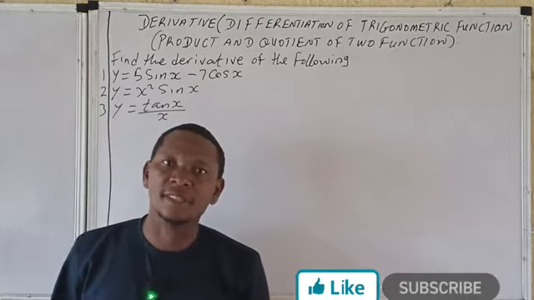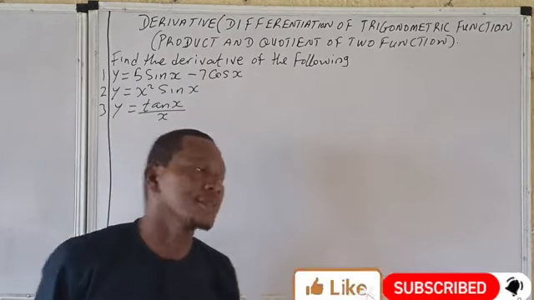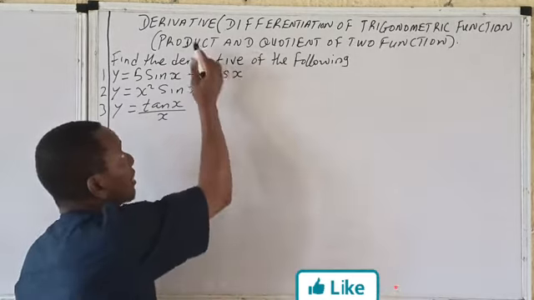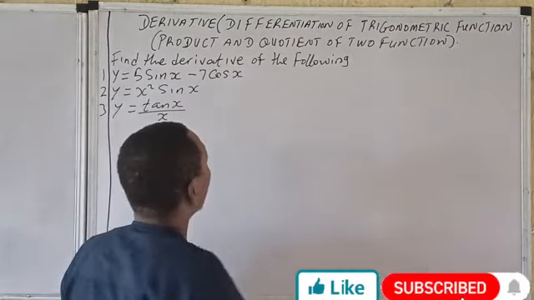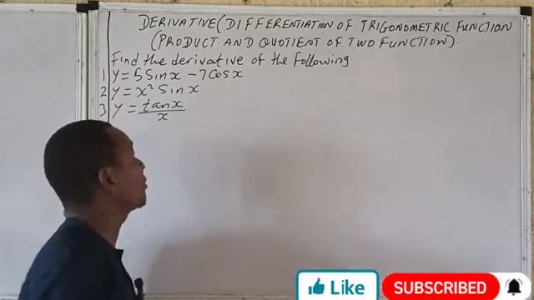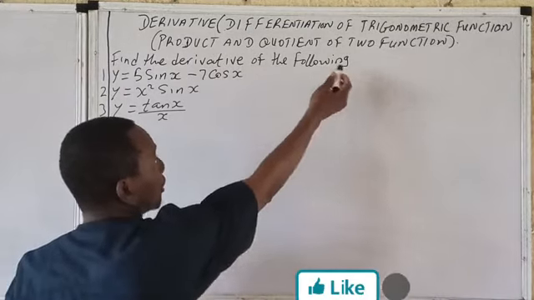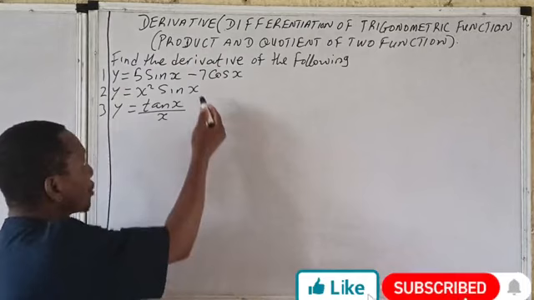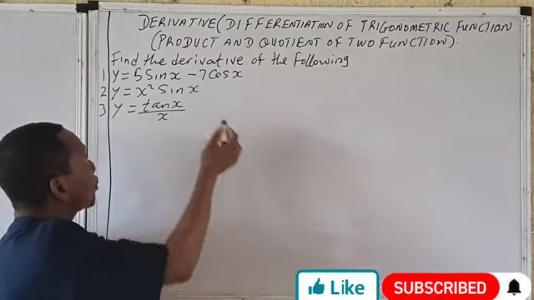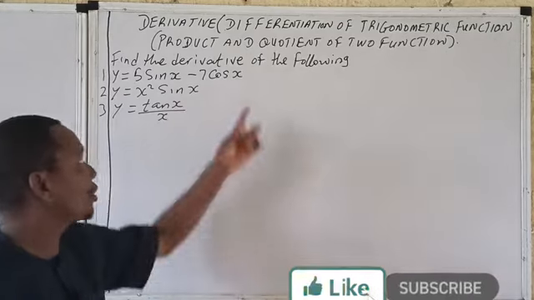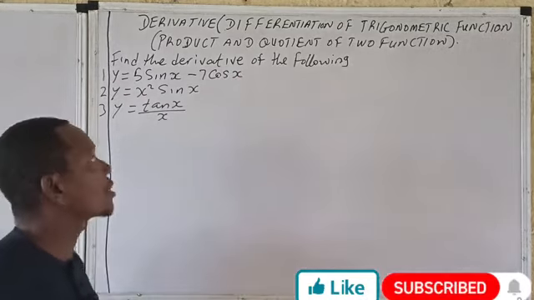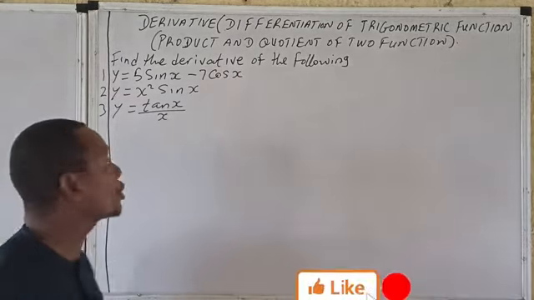Welcome to Science Access. In today's class, I'll be continuing my series on derivatives of trigonometric functions. Today, I'll be solving questions that involve the product and quotient rule. This particular question involves the product rule, and this involves the quotient rule. This is just a 5 or 10 second question, so these are very cheap questions.